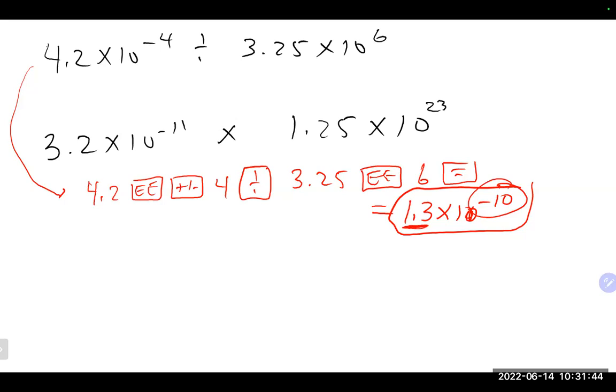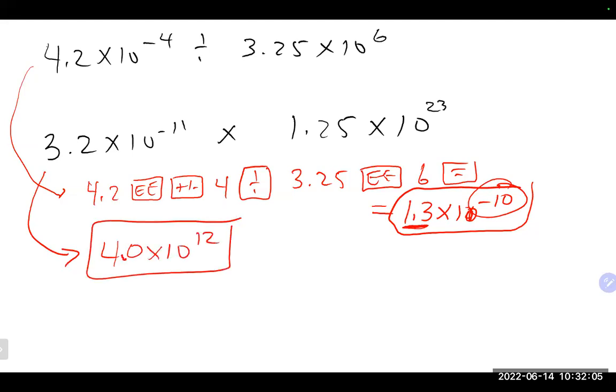Same way, we're going to do 3.2. We're going to hit our exponent button, nothing else, no multiplication button. Negative button on 11. We're going to multiply it by 1.25 exponent button and a 23. Going to give us something for this guy of like, we'll call it 4.0 times 10 to the 12 in this case. Any question on scientific notation in your calculator?